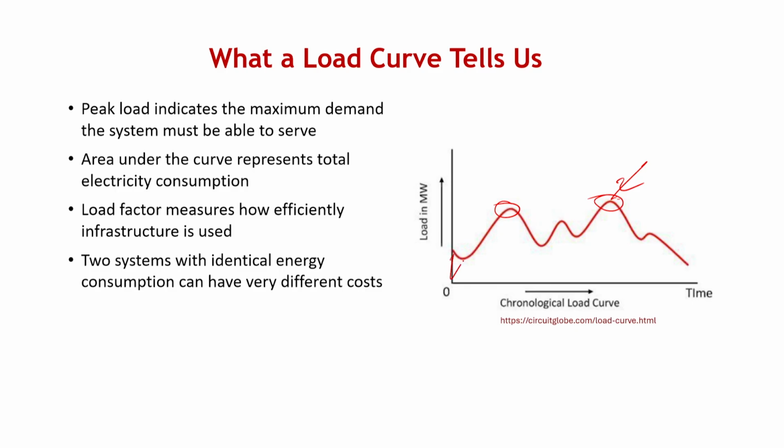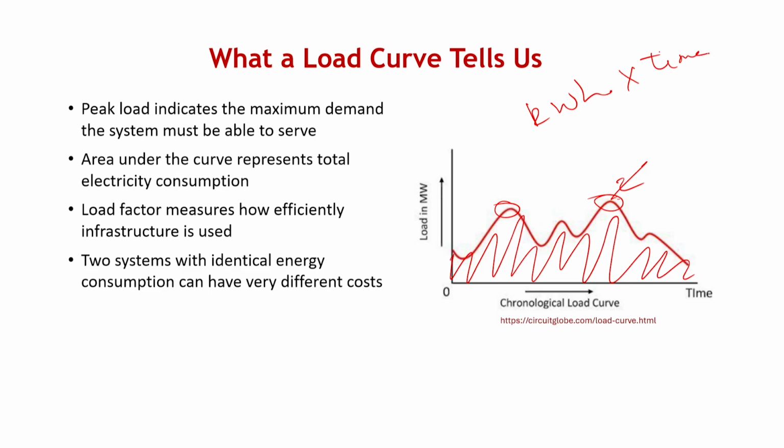The next point is that for a specific period, the area under the curve, if we multiply power by time, will tell us the overall electricity consumption. We get a kilowatt-hour kind of situation, and multiplied with time we get the total electricity consumption that we need to produce. So the area under the curve tells us the total amount of electricity that we need. Peak tells us the maximum power that we need at a specific period of the day or of the year.